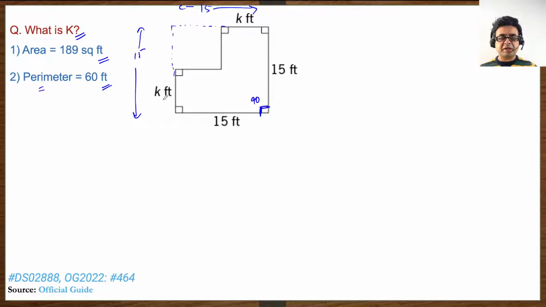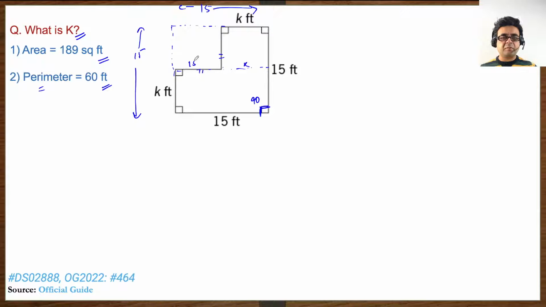So 15 plus K plus this side plus this side plus K plus 15. That's going to be the perimeter. So let me just quickly mark what these sides would be. So this is 15, right? And we are given that this side is K.